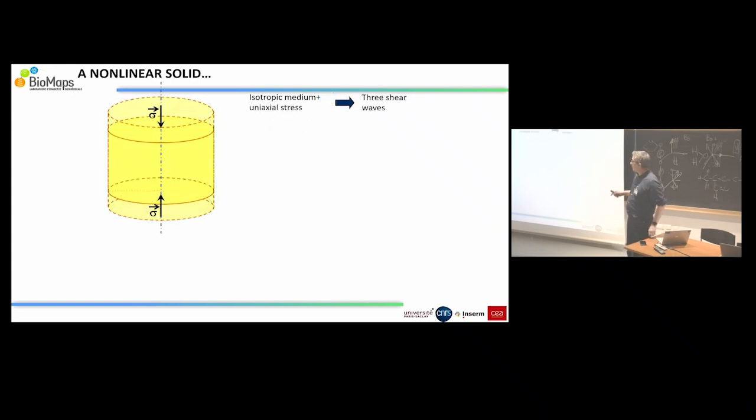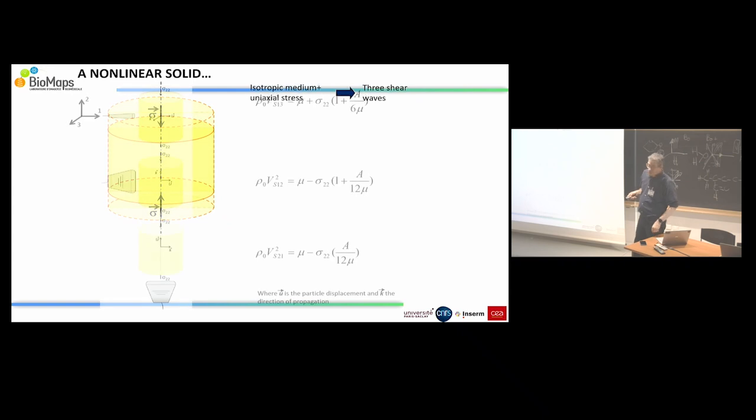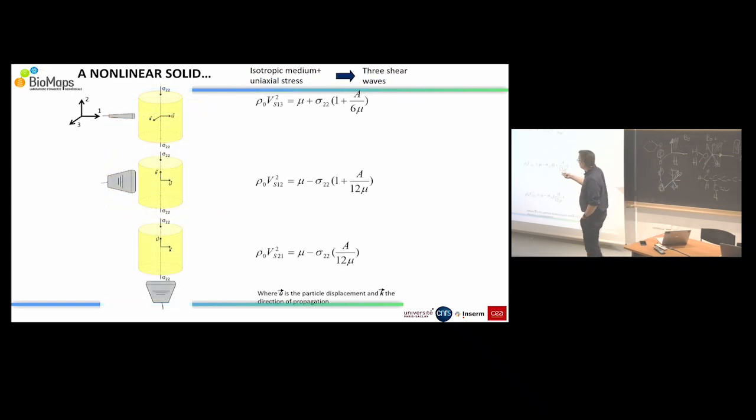Now, if you apply a uniaxial stress, you will have 3 shear waves that propagate into the tissue. If the polarization of the shear wave is perpendicular to the stress axis, with the propagation also perpendicular to the stress axis, you will have this equation. If I turn my probe and I have now a propagation along the stress axis, I have this one. And in that case, the propagation is perpendicular to the stress axis.